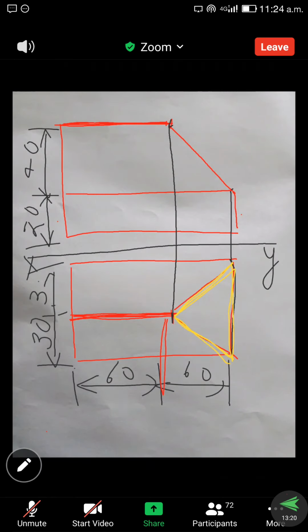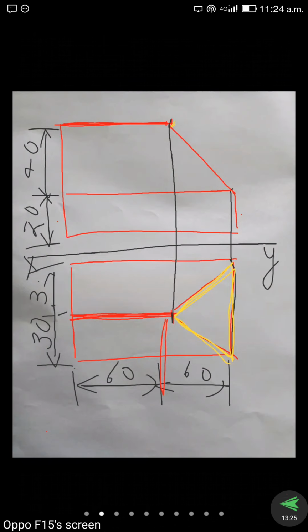Okay. So already the inclined surface is in front view. Okay. So we take another reference line, that is x1 and y1.